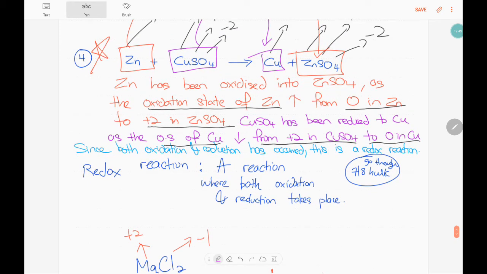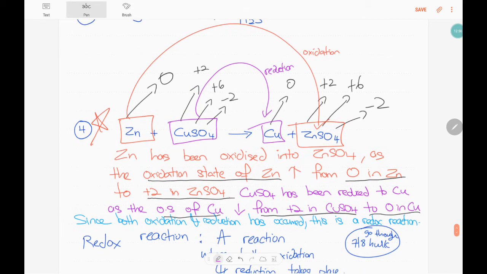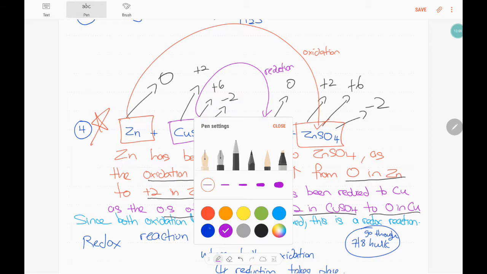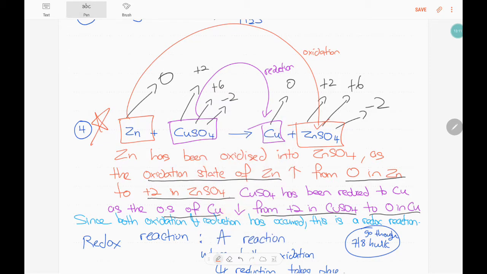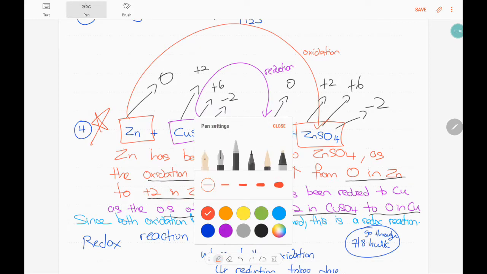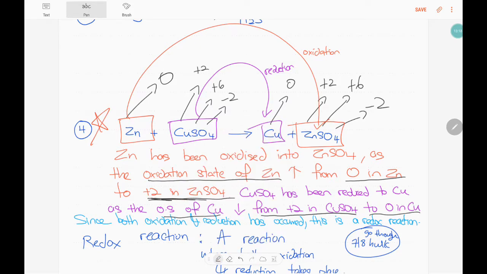Okay, so in this case, zinc has been oxidized into zinc sulfate as the oxidation state of zinc increased. Remember, oxidation state is always of an element in a compound. So the oxidation state of zinc in zinc increased from 0 to +2 in zinc sulfate. So notice that in zinc sulfate, there's oxidation.